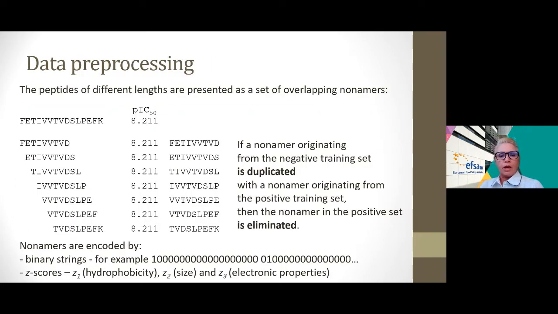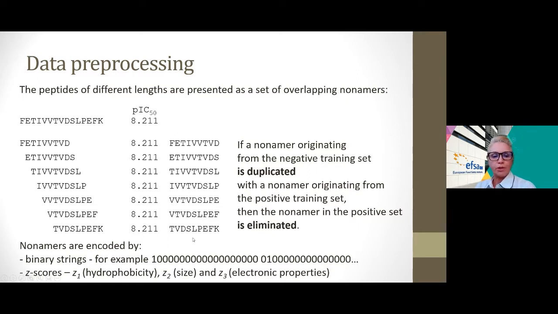The peptides of different lengths are presented as a set of overlapping monomers, acquiring the binding affinity of the parent peptide. So this is the IC50 value of the binding peptide presented in P units, minus log units. And if a monomer originating from the negative training set is duplicated with a monomer originating from the positive training set, then the monomer in the positive set is eliminated. So this was done in order to reduce the noise in the training set.